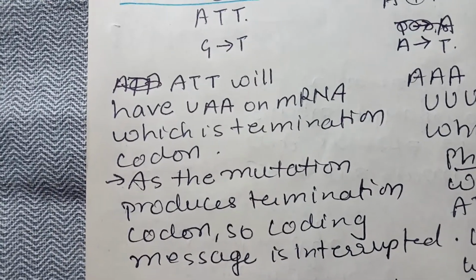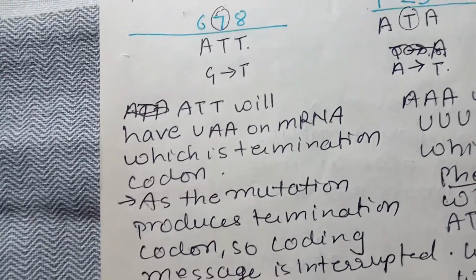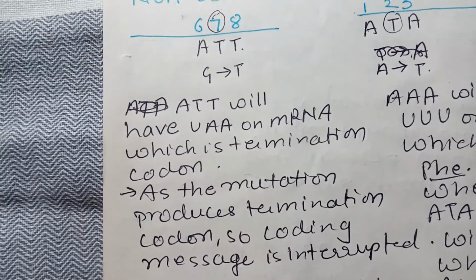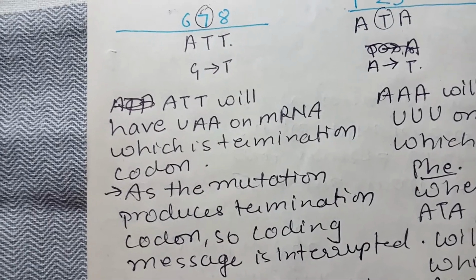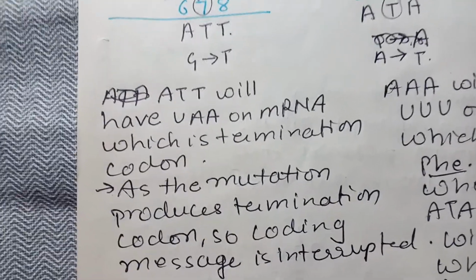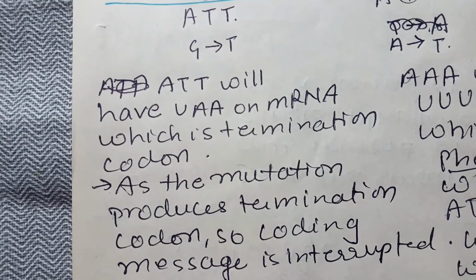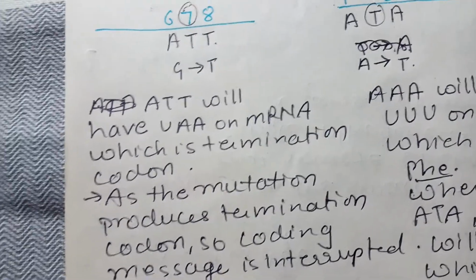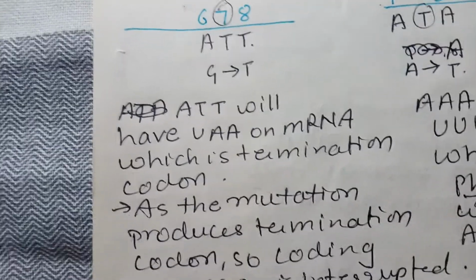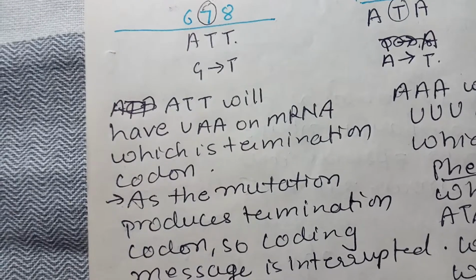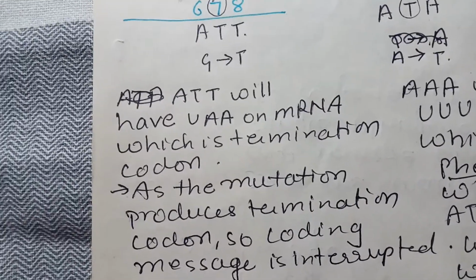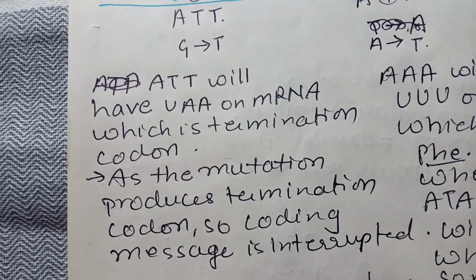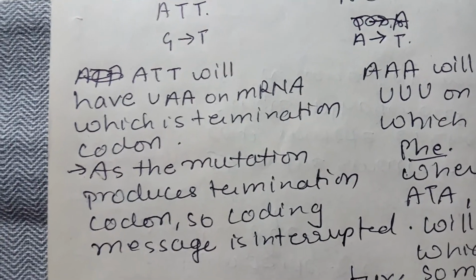So ATT will have UAA on mRNA. Now there is a process called transcription in which the DNA forms the complementary mRNA. Only the difference is that when it forms the mRNA, thymine is replaced by uracil. So ATT will have UAA on mRNA, which is a termination codon. There are different types of codon; we will come to this in the next chapter. Wherever this termination codon comes, the protein synthesis stops there. As the mutation produces a termination codon, the coding message is interrupted.